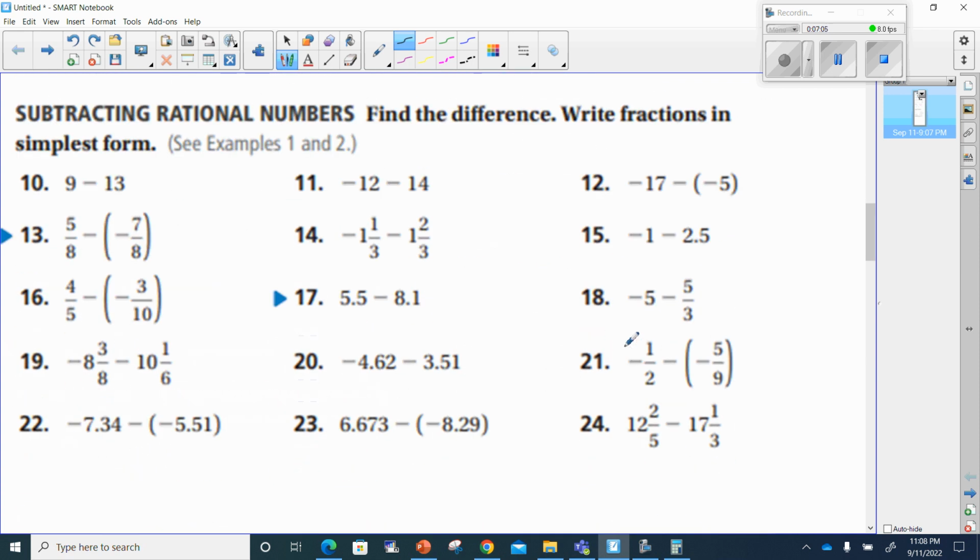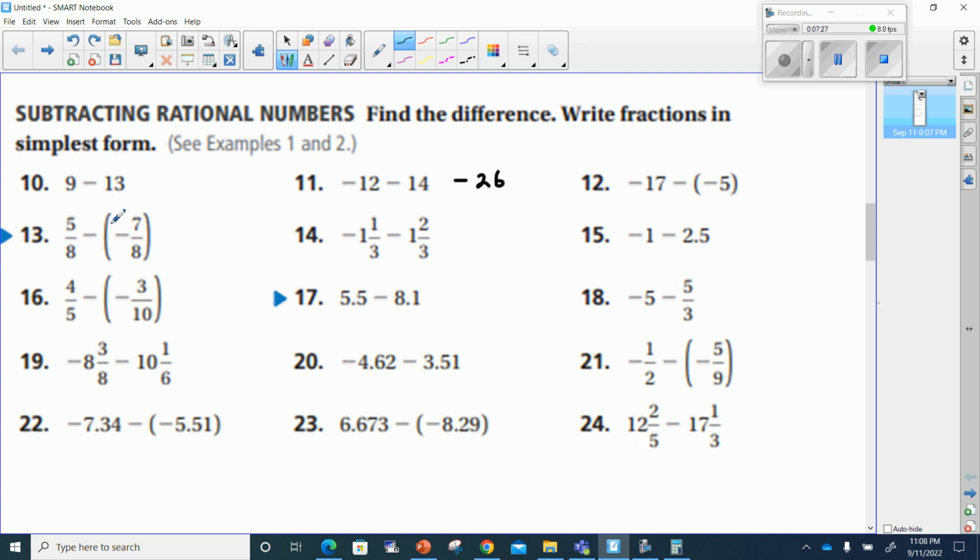All right, let's go with number 11. Find the difference, write fractions in simplest form. The difference here, well, we've got negative 1/2 minus 1/4. When my signs are the same, I find the sum. 1/2 and 1/4 make 2/6. And then I keep the same sign, so it's a negative 2/6.